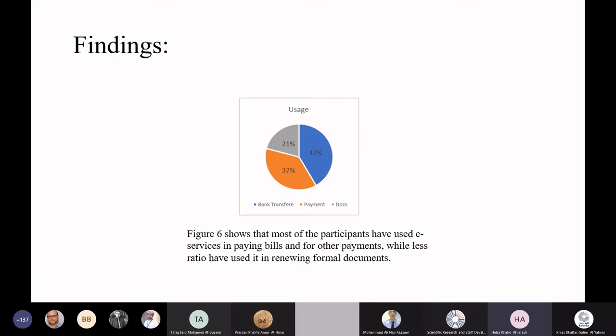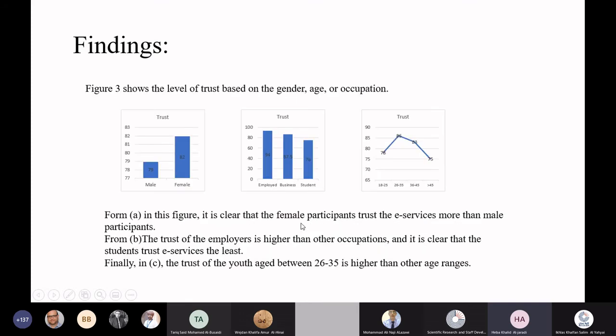Here it shows why they use it. 42% of them use it for bank transfer. 37% use it for payments such as bills payments and different kinds of payments, and then 21% is for documents. Now let's move to the trust of these participants. We found that females trust e-services more. 82% of our female participants trust e-services, and it's less for the males at 79%.